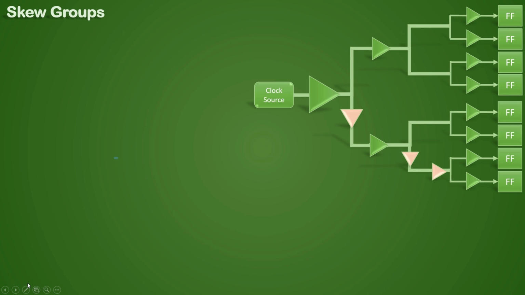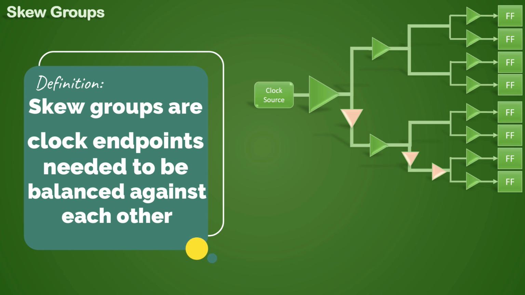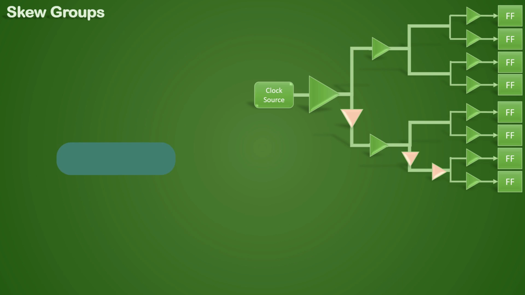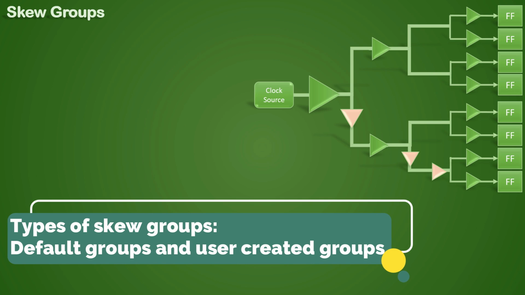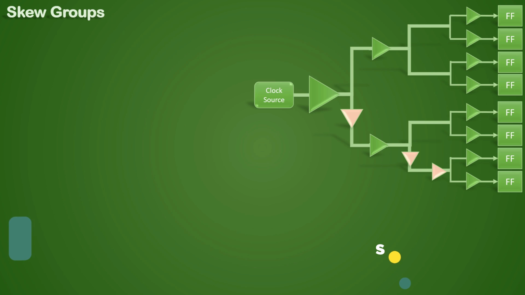why it is needed. Now by definition, skew groups are basically the group of endpoints or clock endpoints which need to be balanced against each other. Now some skew groups might be default, which are created by the tool. Some need to be created by the user explicitly to help the CTS engine in optimization of the design.